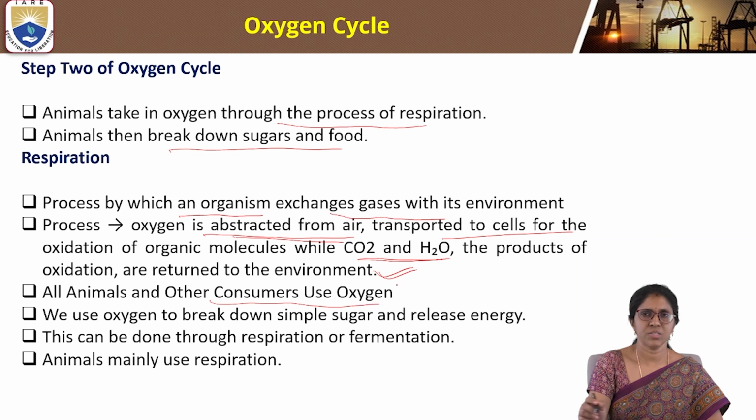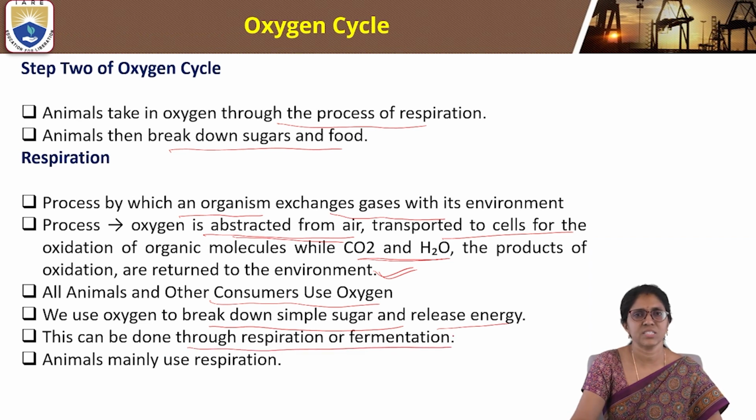So all animals and other consumers use oxygen for respiration. We use oxygen to break down simple sugar and release energy. We human beings use oxygen to break down simple sugar and to release energy. This can be done through respiration or fermentation. For both processes we need oxygen. So animals mainly use respiration.